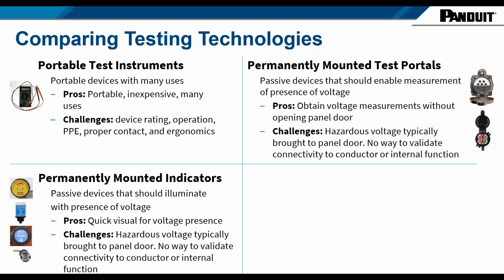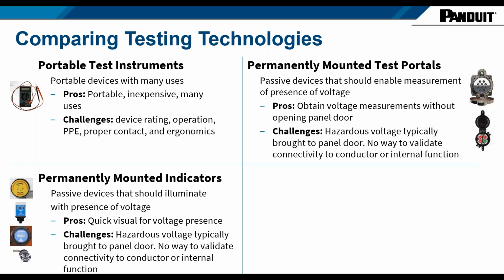So next, portably mounted test ports, right? Very much in a similar vein to indicators. They're passive devices that should enable measurement of presence of voltage. So not only do they illuminate, but they allow you to measure that. To dumb the technology down, you're no longer seeing a visual illumination of an LED. You have a point where you can put a portable meter to measure that voltage that could illuminate an LED.